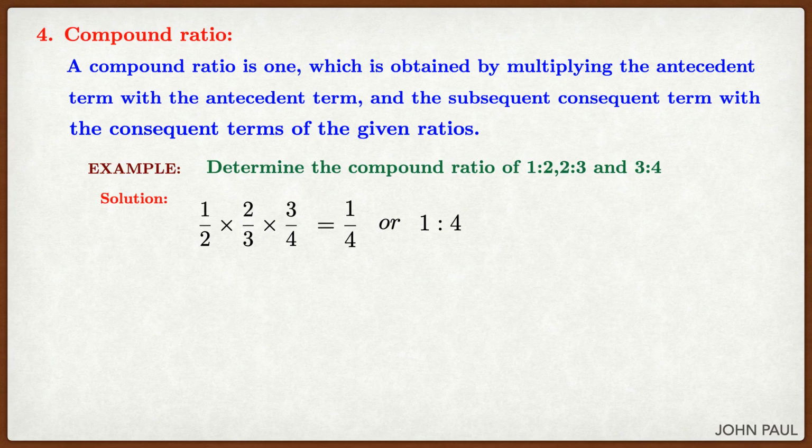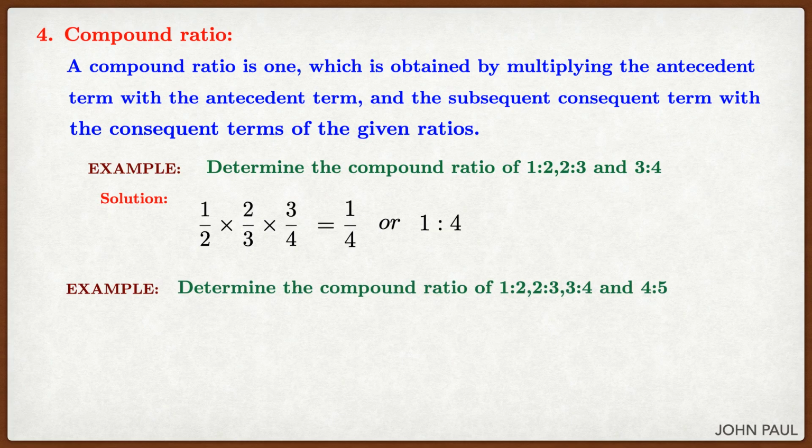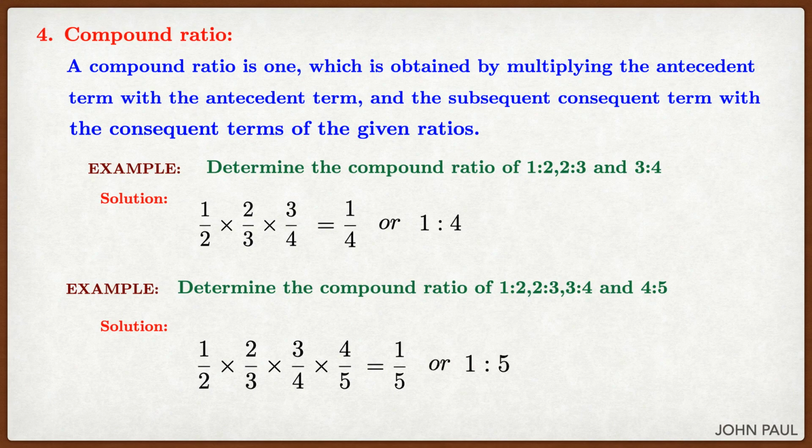We will see one more example. Determine the compound ratio. First we'll write the ratios 1/2 into 2/3 into 3/4 into 4/5. Now check whether we can cancel the possible terms. Then by cancelling we get 1/5 or 1:5. Therefore the compound ratio is 1:5.